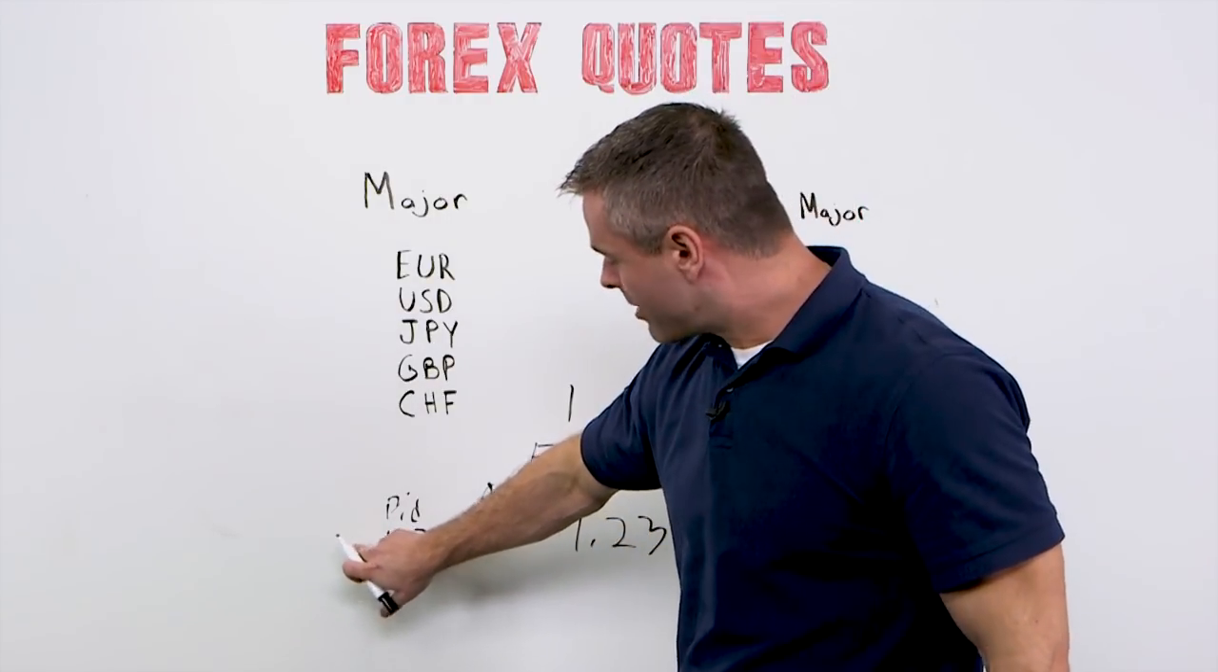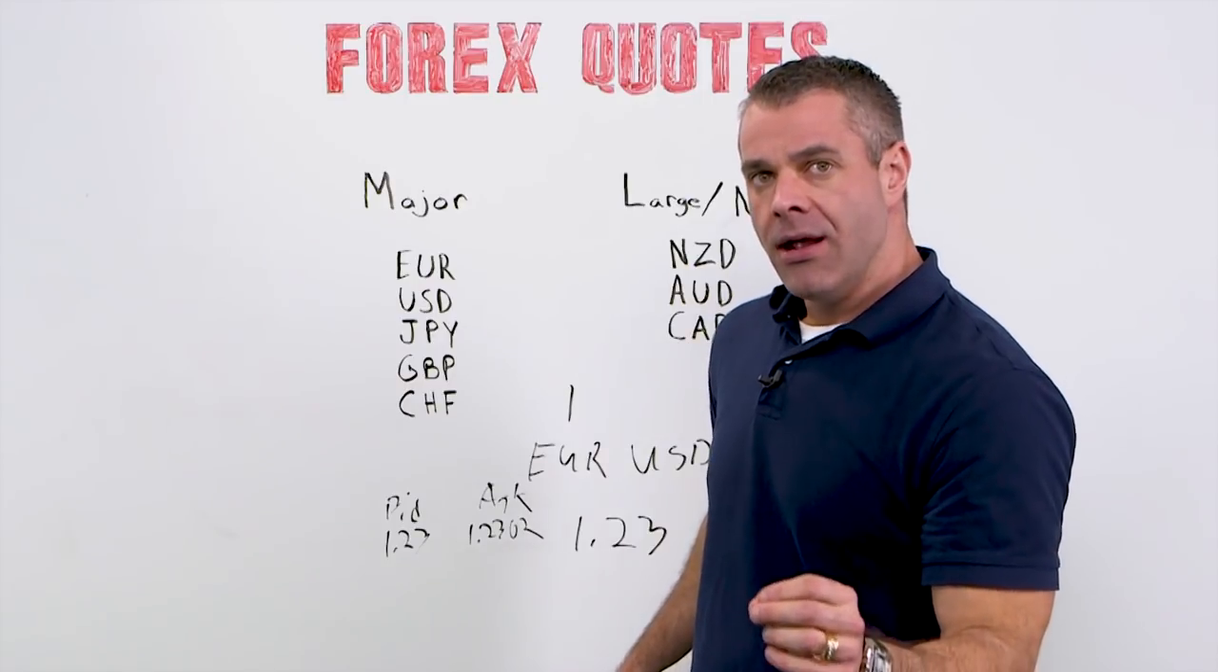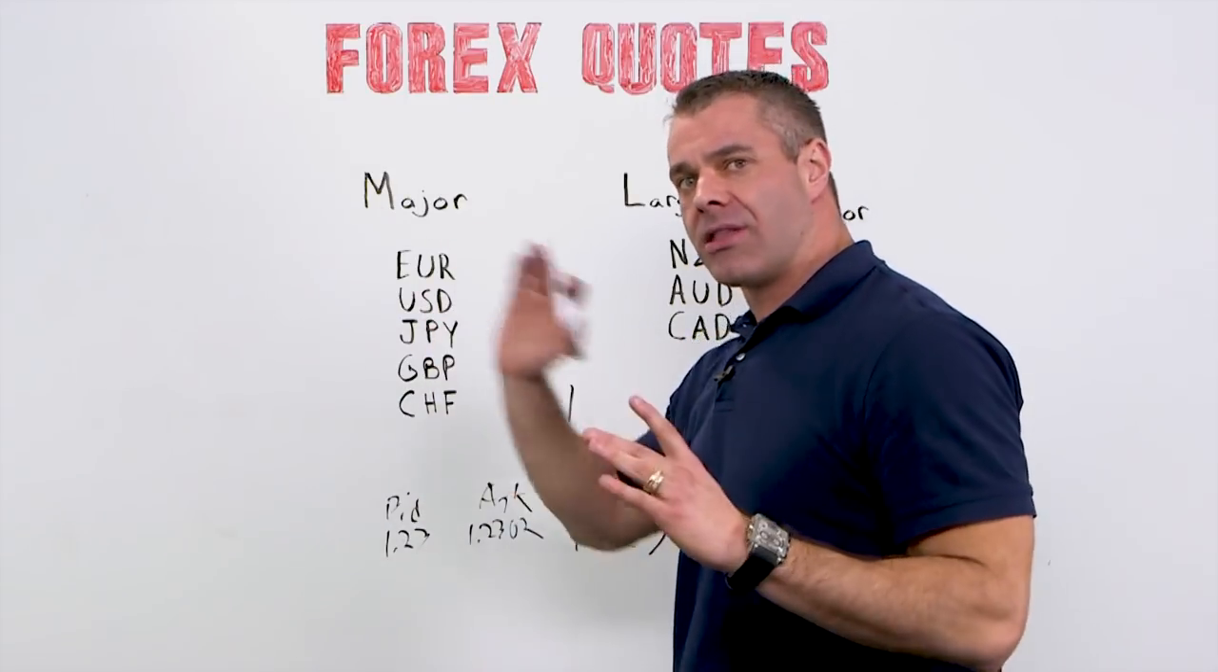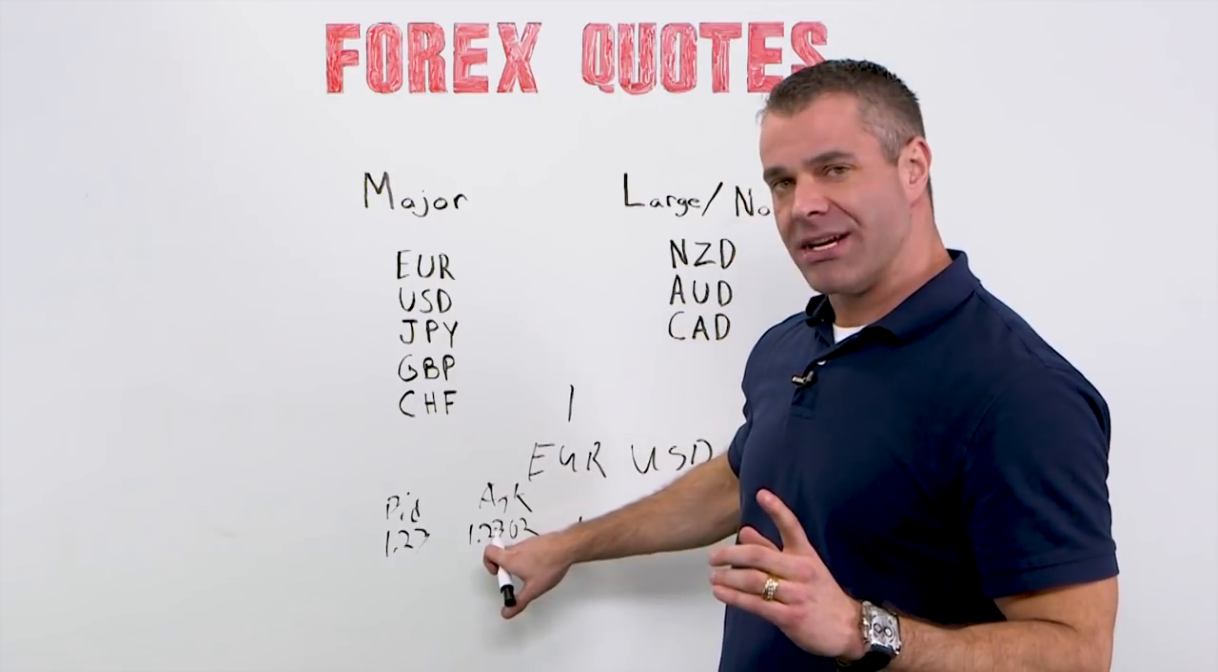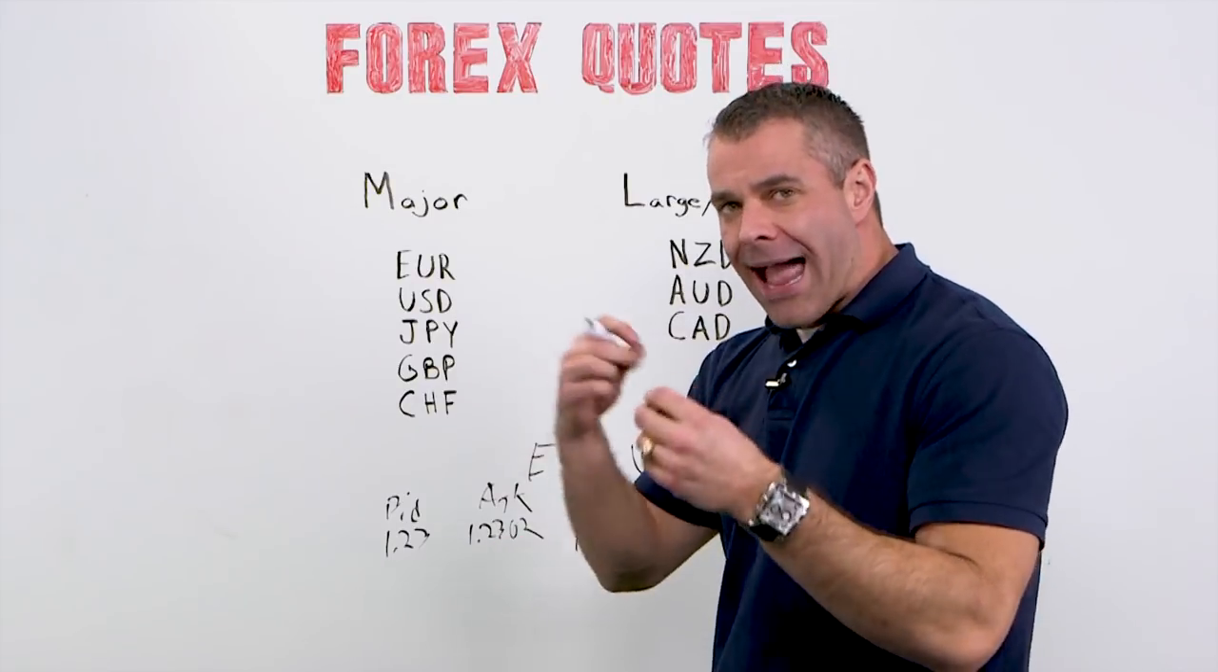I'm going to put a limit order, and I want to say, hey, I want to buy it for $1.23. The sellers are saying, well, that's great that you want to buy it for $1.23, but we're not going to let you buy it for $1.23. We're going to charge you $1.2302. So how do you actually trade this?